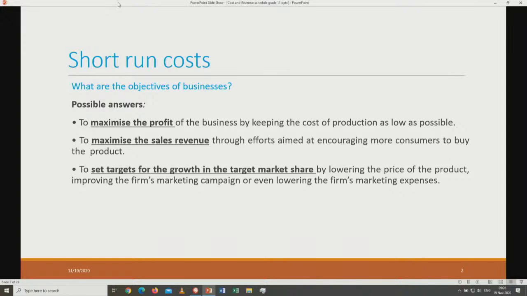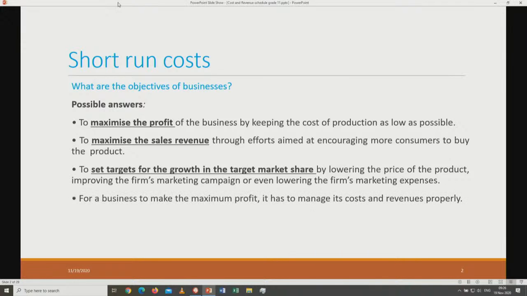Or alternatively, they can even look at lowering the marketing expenses of the business, because every marketing campaign has got its own budget. So the more money you spend on your marketing campaign, the more expenses for the business. So when you try to lower the marketing campaign, you are increasing the revenue of the business. So these are the objectives of the business.